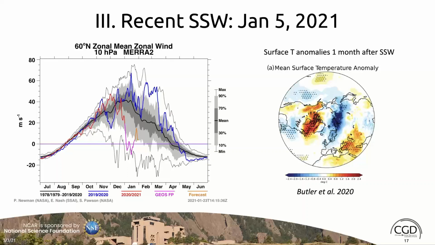And why we care is explained by this figure from Amy Butler on the right, showing the surface temperature anomalies within 1 month after sudden stratospheric warming. What you typically see is this cooling in northern Eurasia and warming in the United States. And especially the signature in Eurasia is really there for almost every single sudden stratospheric warming. So we would expect that after this event as well.